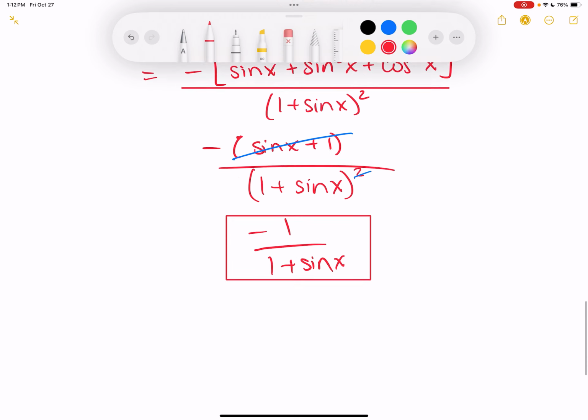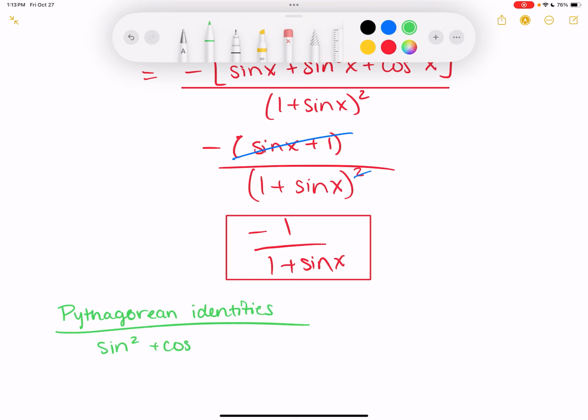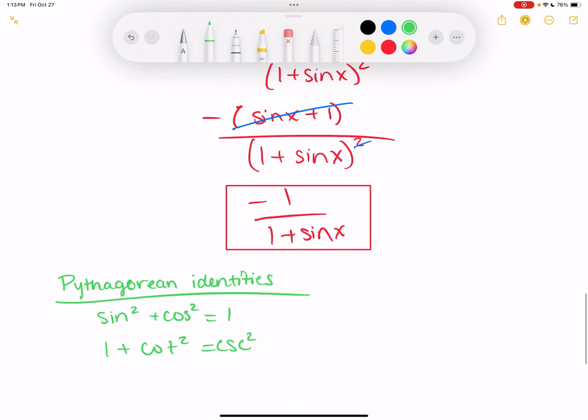I'm going to do a quick Pythagorean identities refresher. Sine squared plus cosine squared is equal to 1. 1 plus cotangent squared is equal to cosecant squared. And tangent squared plus 1 equals secant squared.